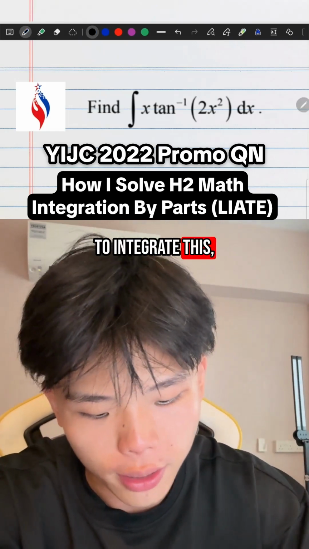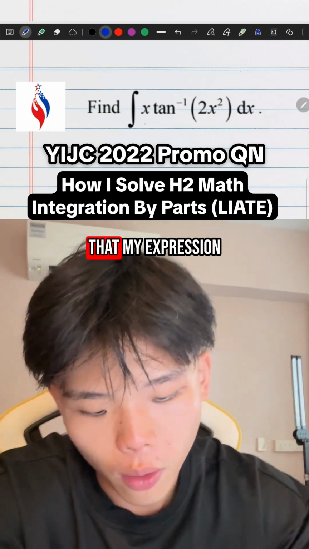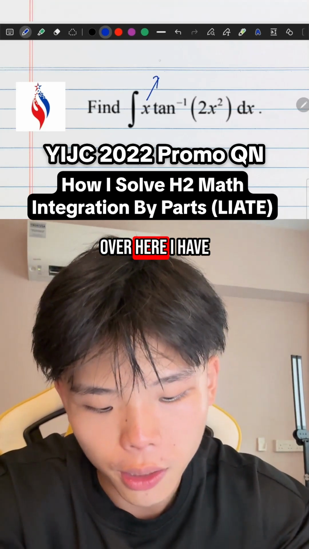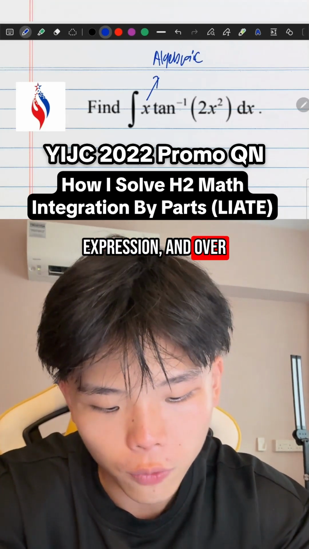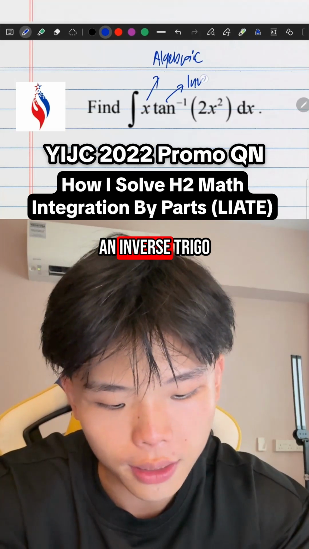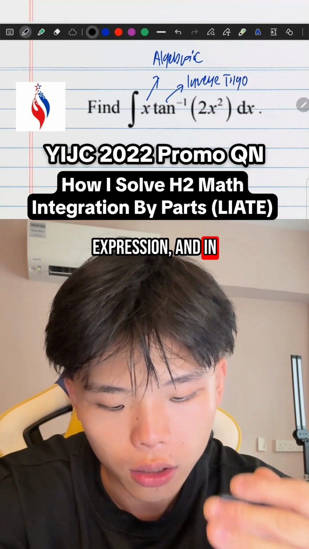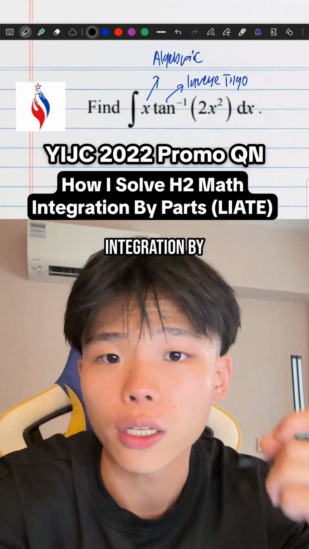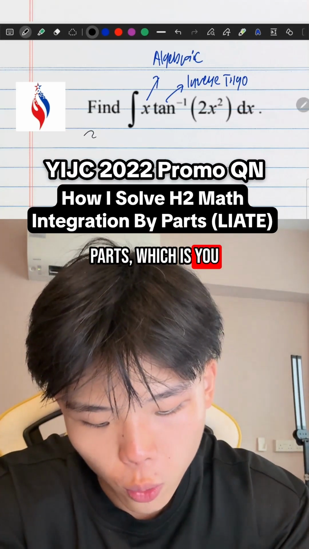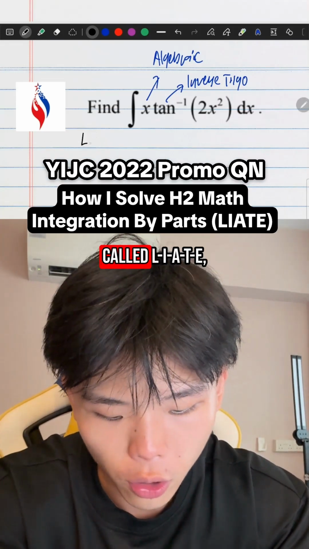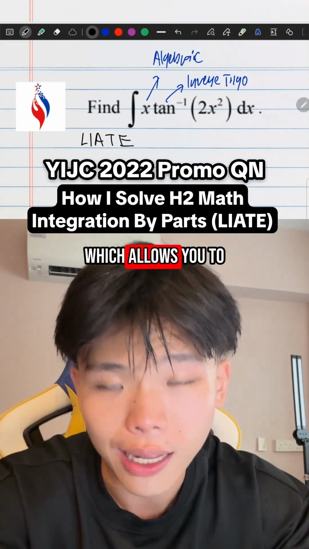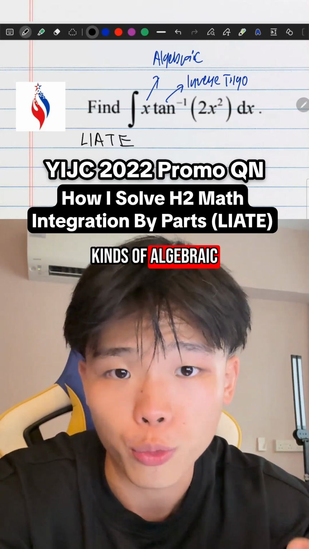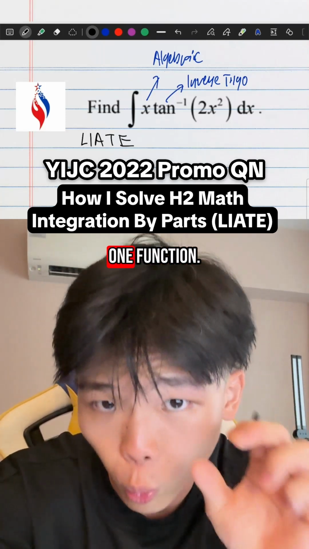Now we are asked to integrate this, and the first thing that I realized is that my expression contains two different kinds of expressions. Over here, I have an algebraic expression, and over here, I have an inverse trigo expression. In the JC syllabus, one of the core integration techniques is integration by parts, with the acronym LIATE that you will probably remember, which allows you to integrate functions that contain different kinds of algebraic or inverse trigo expressions in one function.